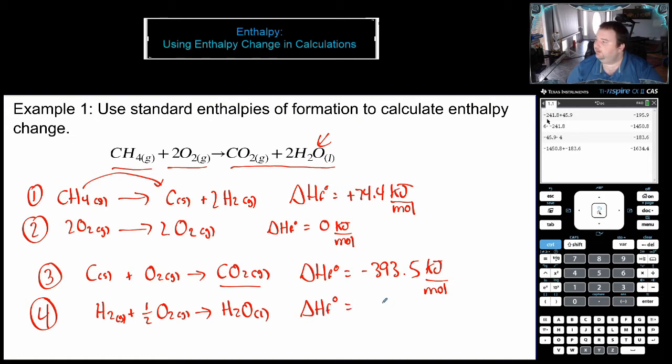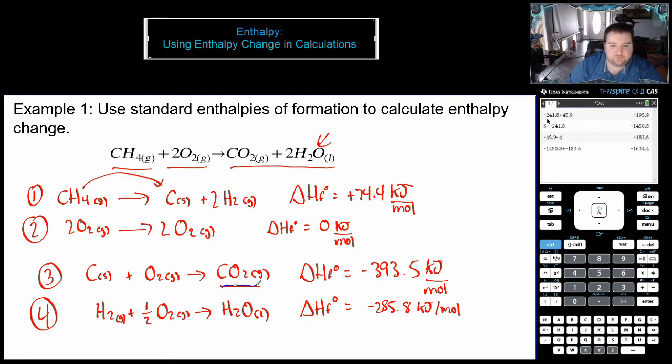Water as a liquid, it's negative 285.8 kilojoules per mole. Okay, now we're going to have a little bit of a problem, aren't we? Because we've definitely, I'm going to change my color here.